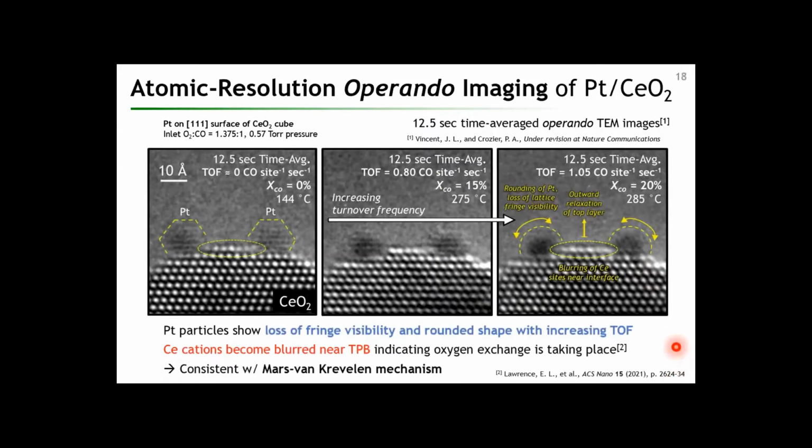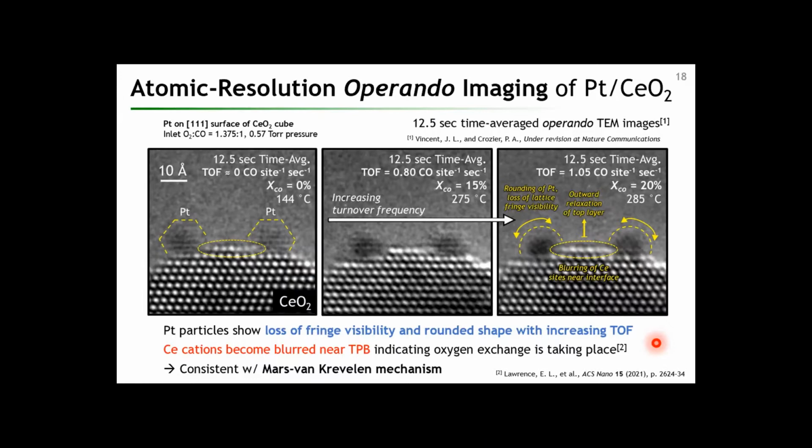And so there's a couple of different features that emerge. There's the loss of the visibility. There's the blurring of these nearby cerium cations. And there's also, it's subtle, but we're able to measure it, an outward relaxation of this top surface layer. So it's actually expanding locally just on the surface. And all of this is consistent with this oxygen exchange that I showed earlier, and it's consistent with this Mars-van Krevelen mechanism.